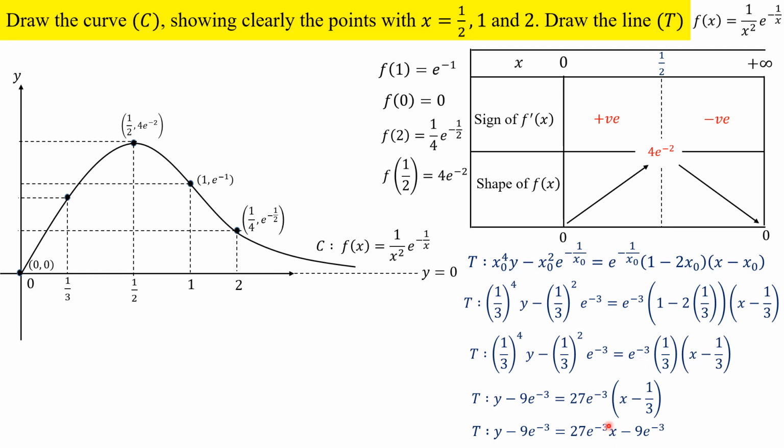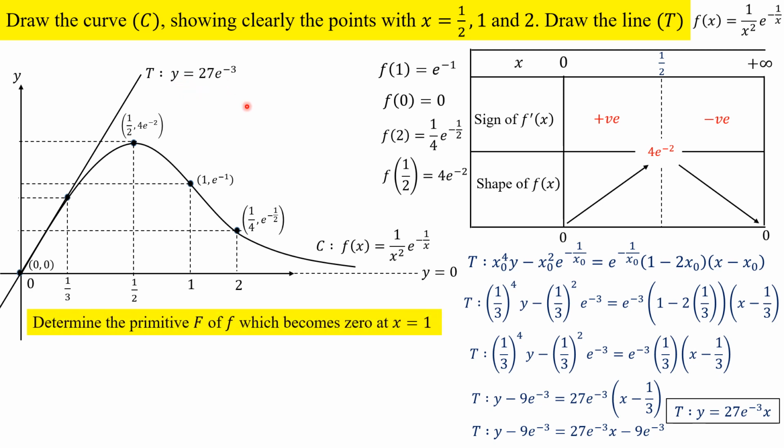So at the end, we can expand this bracket. We get 27 e raised to the power negative 3x, then minus 9 e raised to the power negative 3. So 9 e raised to the power negative 3 and 9 e raised to the power negative 3 on both sides, they cancel. So our tangent line is y equal to 27 e raised to the power negative 3x. So we can now plot it, which passes through that point. It touches the curve at one point, so that's T, given by y equal to 27 e raised to the power negative 3x.